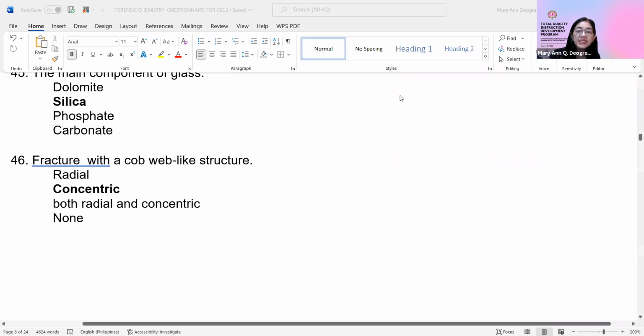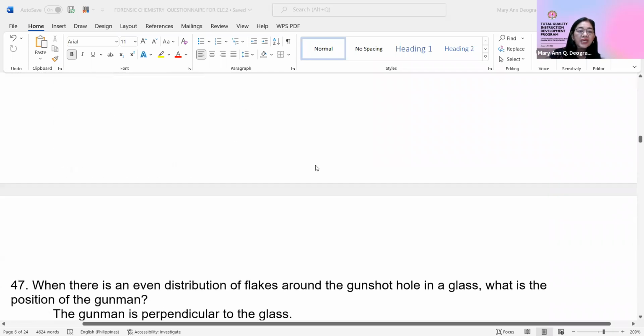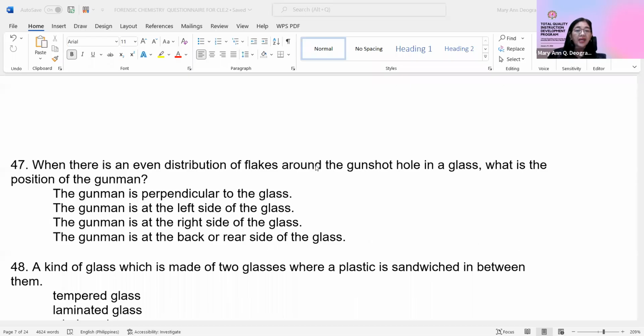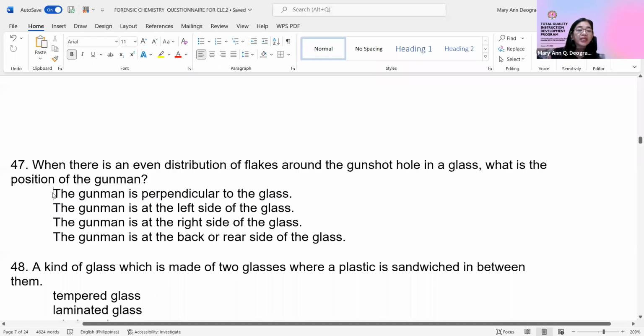I highlighted the answer. Okay, so here, when a person is perpendicular to a glass pane, there is an even distribution of the flakes, or the glass that will chip out. The cracks will be evenly distributed around the gunshot wound. Okay, so it is even.